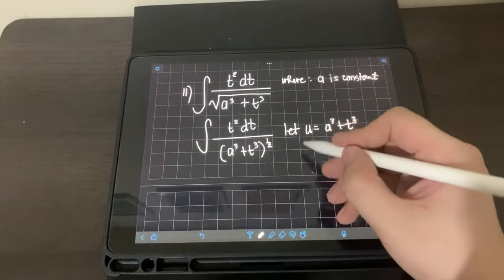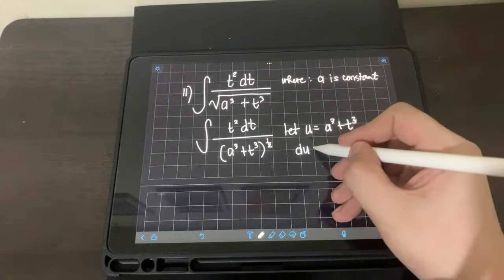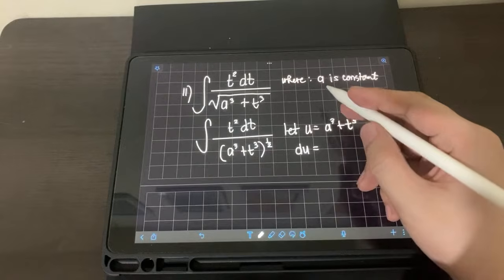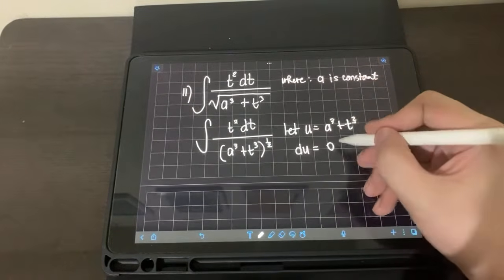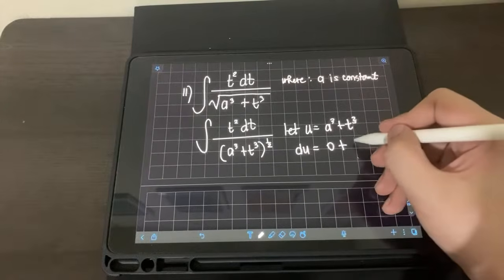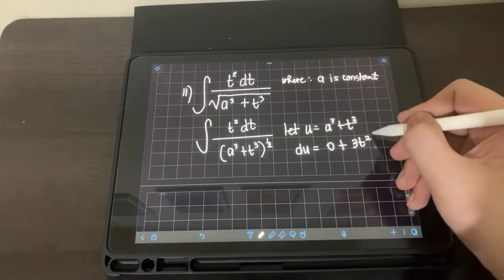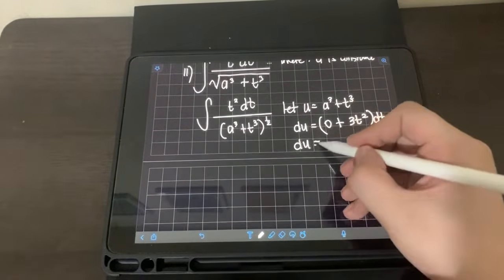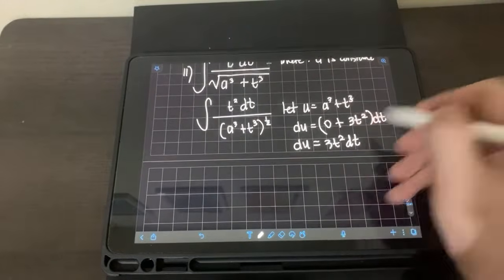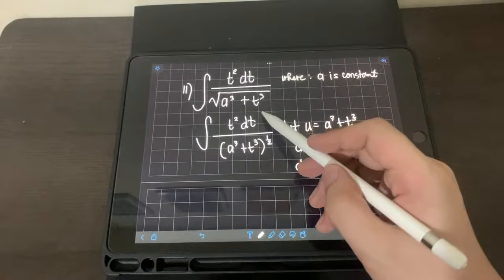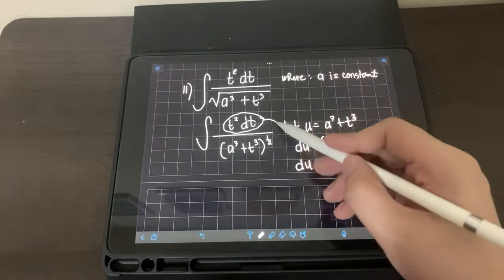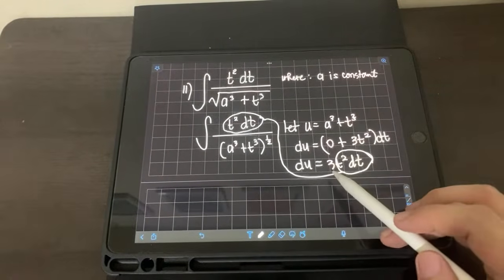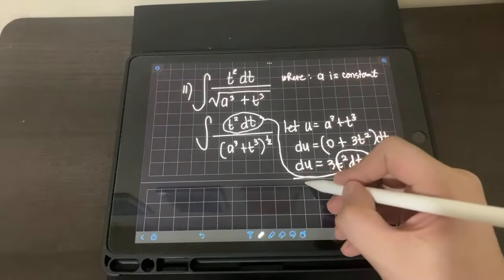So, get the derivative of both sides, the derivative of u, du. Okay? How about the derivative of a cube? a is a constant, so the derivative of a constant is 0, right? Plus, the derivative of t cube. Power formula, 3t squared. Okay? Then, don't forget dt. So, simply, we have du is equal to 3t squared dt. Okay? Now, we have created this expression. t squared dt is now equivalent to this term, right? But we don't want the 3 here, so we can divide both sides by 3.